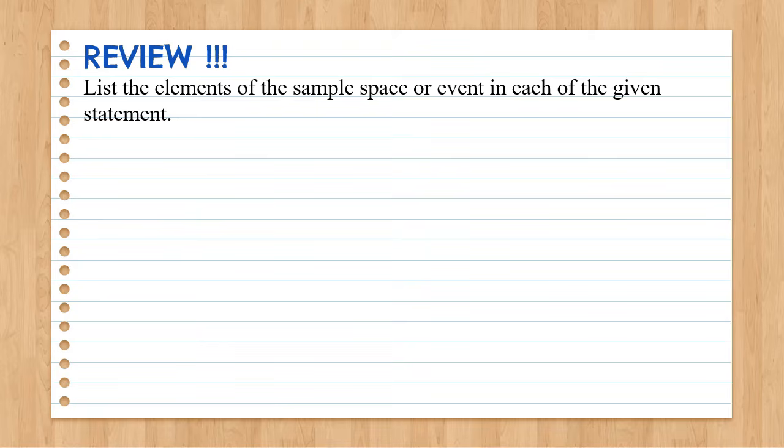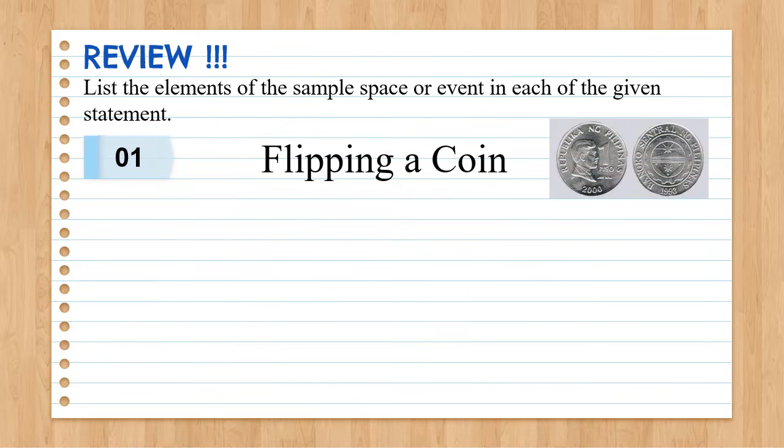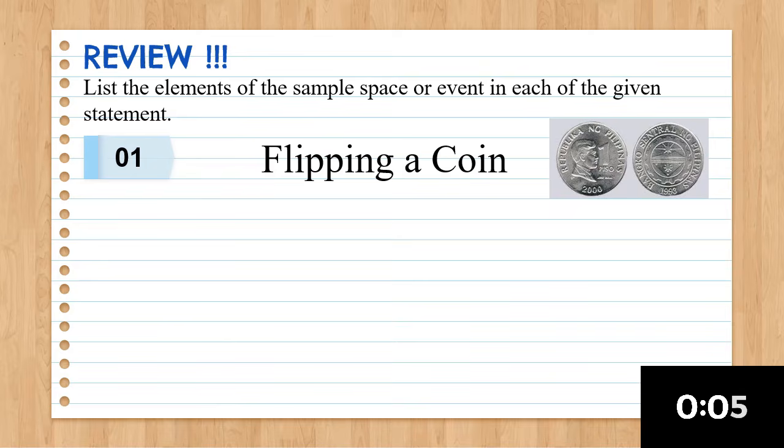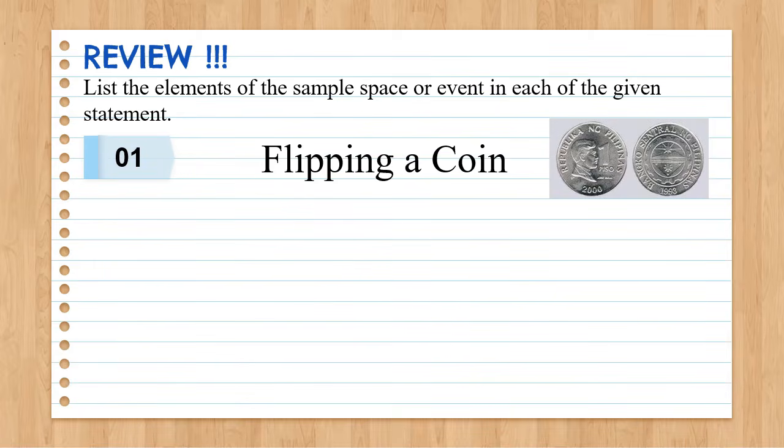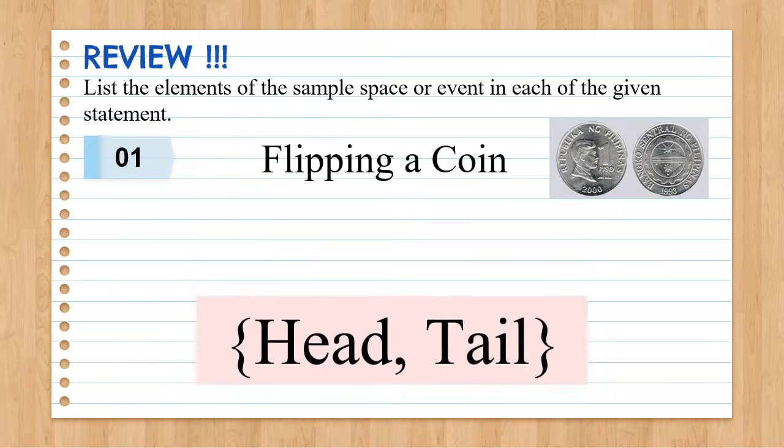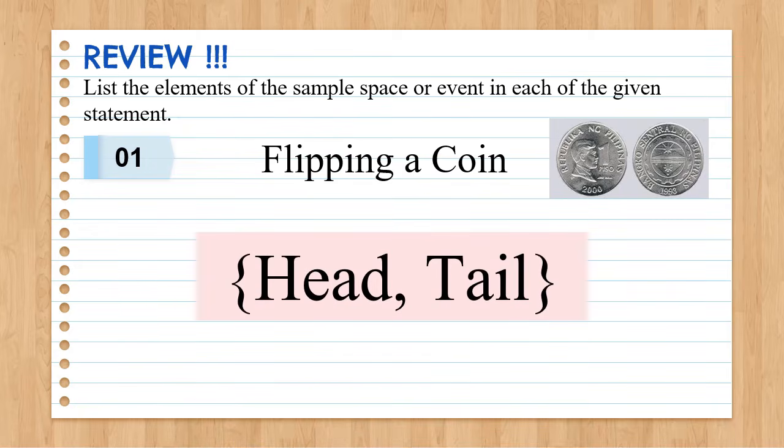Are you ready, grade 8? I think you are ready. Let's start with number 1, flipping a coin. You have 5 seconds to answer. Go! You are correct. The elements of the sample space are head and tail. In flipping a coin, there are only 2 possible outcomes. It's either a head or a tail.